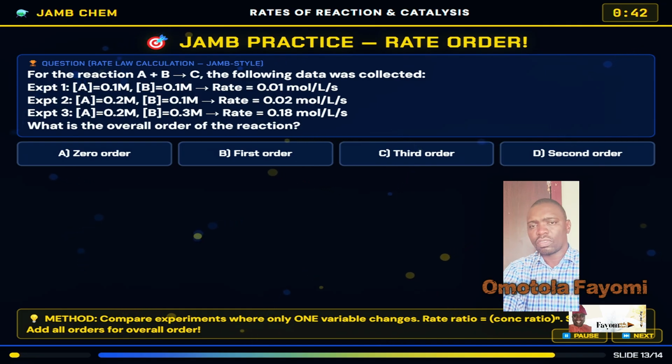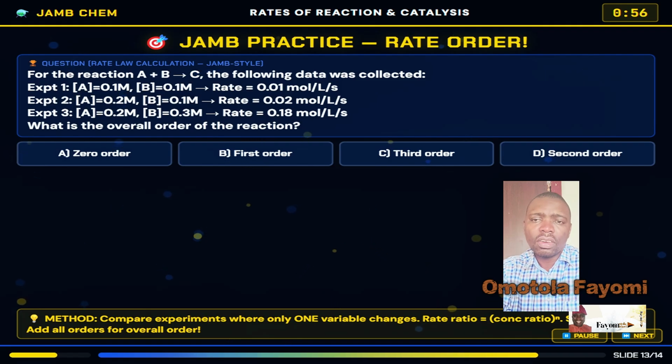Rate ratio equals 0.18 divided by 0.02, which equals 9. Concentration ratio equals 3. 9 equals 3 to the power of n. Since 3 squared equals 9, n equals 2. Second order in B. Rate equals k times concentration of A times concentration of B squared. Overall order: 1 plus 2 equals 3.